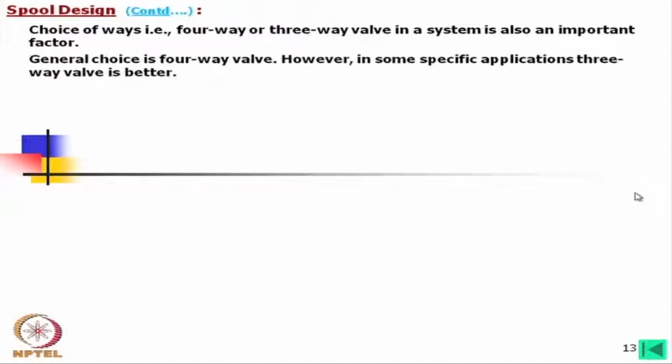Now, the general choice is a 4 way valve, because a 4 way valve is easy to think of in terms of the system as well as maybe from the control point of view. However, with the number of ways the cost also increases. Now, in some specific applications a 3 way valve is better.